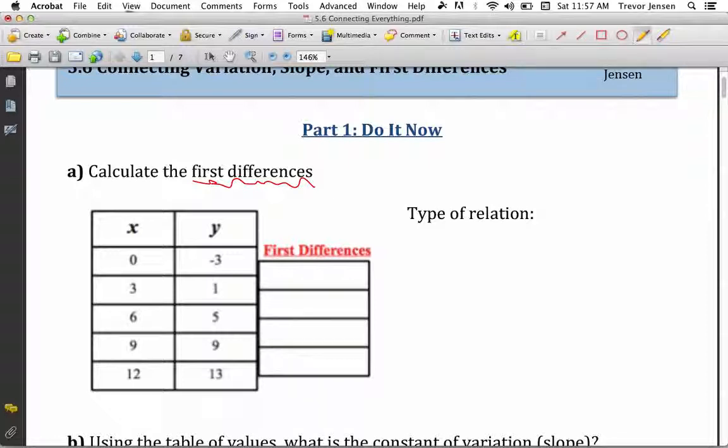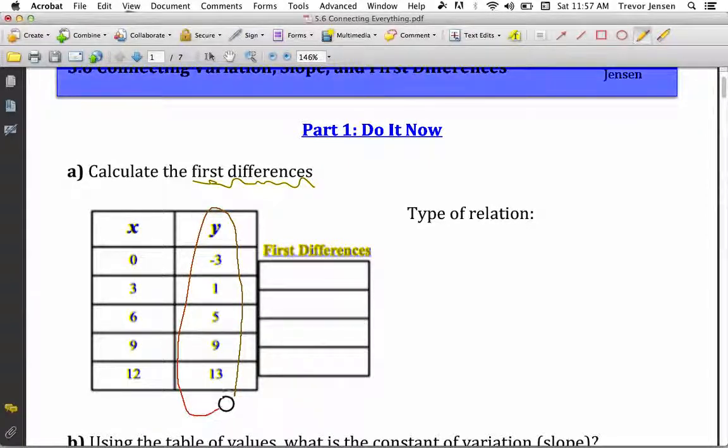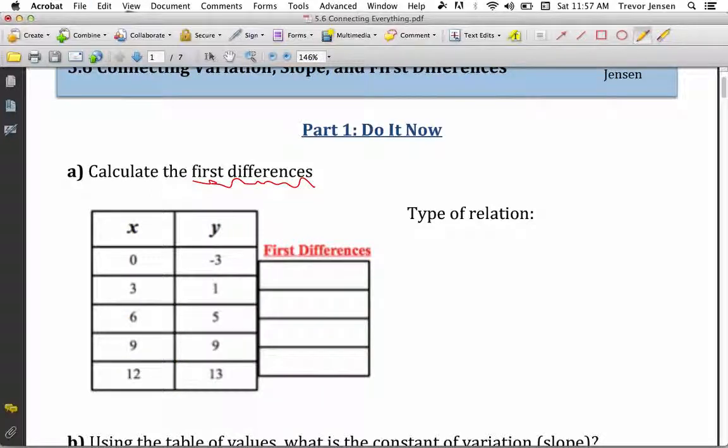So just a quick reminder of how we use first differences to classify a relation. We look at the y values in our table of values for the function. And what we want to do is see, are these y values increasing at a constant rate? If they're increasing at a constant rate, that means this function is going to form a linear relation. If they're not increasing at a constant rate, it's going to be a non-linear type of relation. So there's an organized method for calculating these first differences to check if they're increasing at a constant rate.